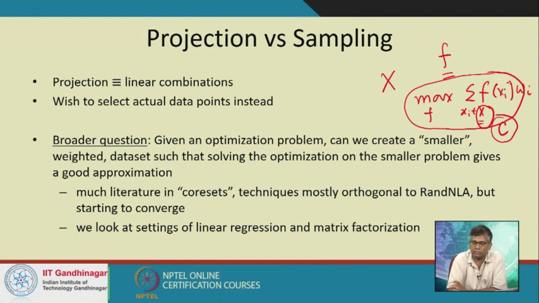And there's a lot of literature on this from the computational geometry perspective. But the techniques are mostly orthogonal to the ones that we have studied in this randomized numerical linear algebra setting. But in a bunch of recent papers, these directions are starting to converge. So we will look at the problem of coarse sets again from this randomized numerical linear algebra setting, and specifically we'll look at two settings: linear regression and matrix factorization. And we'll look at one specific way of creating these coarse sets by using a sampling technique known as leverage score sampling.